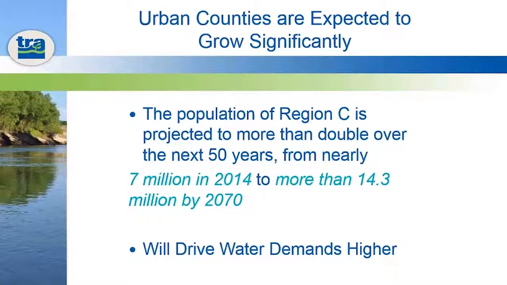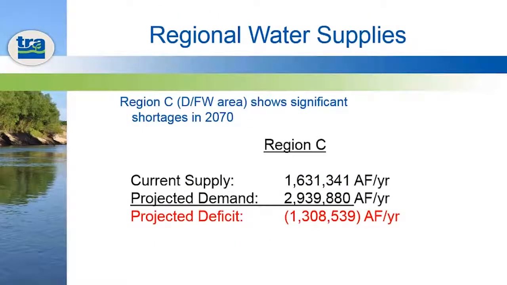And what it's looking like is that we're going to more than double our population, and that, of course, is going to put a tremendous additional demand on water supplies in this region. If you just look at the numbers, current supply in the 2016 plan shows about 1.6 million acre feet per year available to the region. The projected demand, however, when you're looking at 2070, growing to almost 3 million acre feet per year, so a deficit of about 1.3 million acre feet every single year.